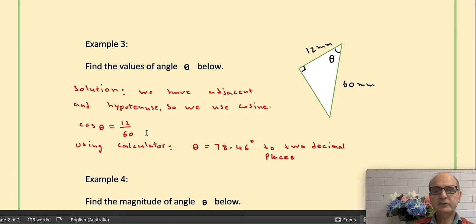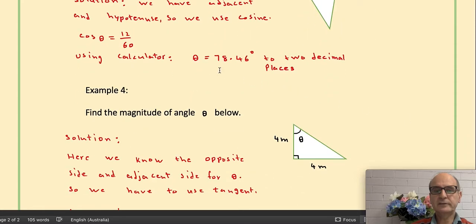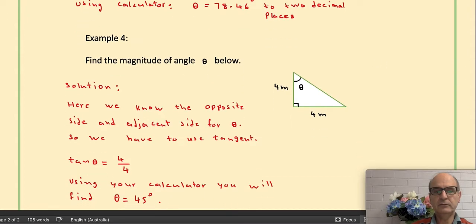The next step is using your calculator to find theta. In your calculator, press shift, then cos, then type in this fraction, then equal. And in the display, you will get 78.46 degrees to 2 decimal places. And that is the value of theta.